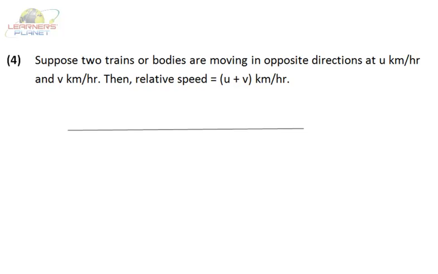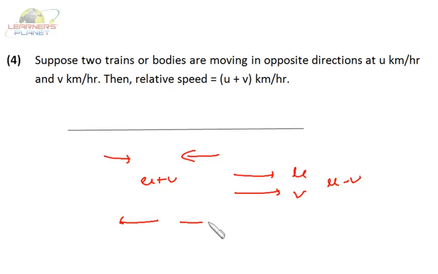Now friends, let's revise the concept. If two bodies are coming like this, then it's a relative speed with addition, that is addition of their speeds. If two bodies are going like this, suppose it is u, it is v, then the relative speed will be u minus v. And if two bodies are going like this, then also their relative speed will be u plus v.